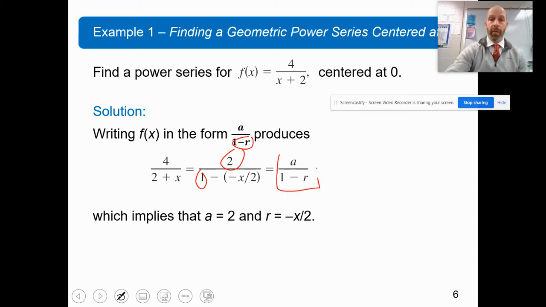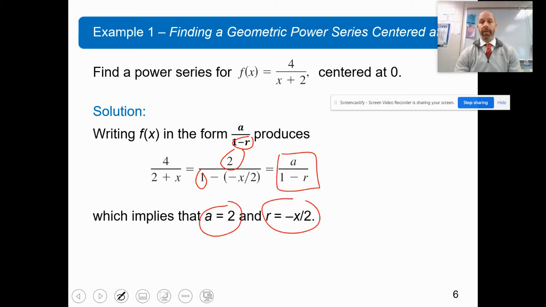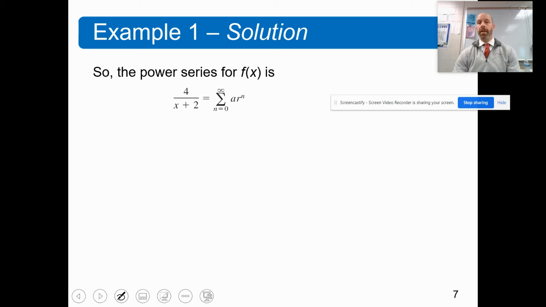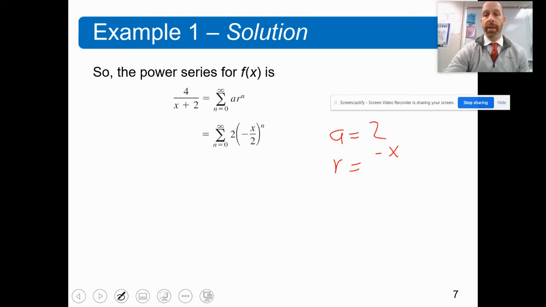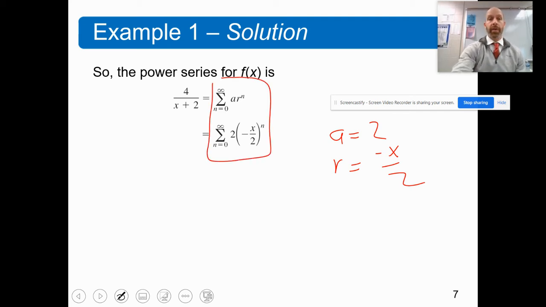So now this is in the form that we want. We have a is 2, and we have r is negative x over 2. Again, I want to emphasize this is the form we want to get it in. Therefore, our power series for 4 over x plus 2 is simply going to be the sum from n equals 0 to infinity of 2, because remember a was 2 on the last slide, and r here was negative x over 2. So it's that easy. You just plug it into this formula and you've got your answer.